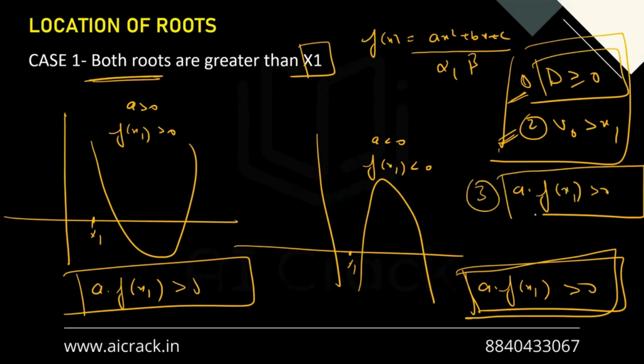Okay, so this is our third condition. So the first condition is D is positive or 0. The second condition is v0 should be bigger than x1, and the third condition would be a dot f of x1 should be positive.